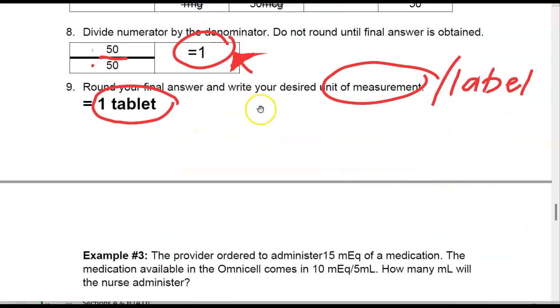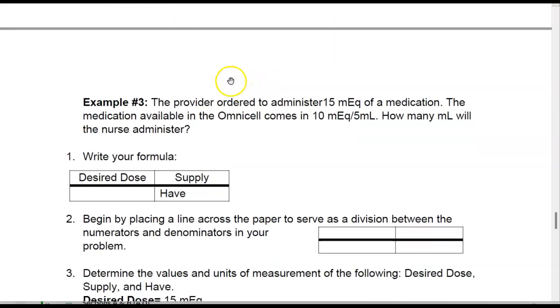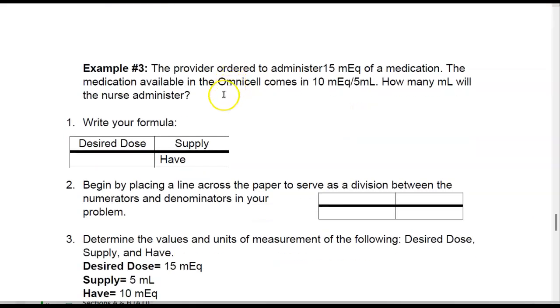All right, so let's do another example. So here we have example number 3. The provider ordered to administer 15 mEq of a medication. The medication available in the Omnicell comes in 10 mEq per 5 ml. How many ml will the nurse administer?